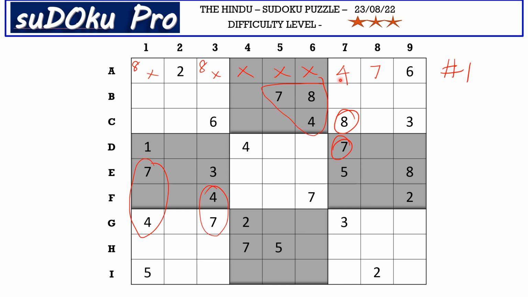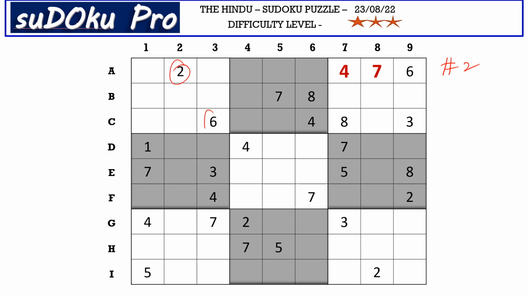Let's see the next shortcut. This is shortcut number 2. This is similar to the earlier shortcut. You have 2 and 6 in this block, and these 3 are empty cells. That means 2 and 6 block these 3 cells of column 1. And now in column 1, 2 and 6 will go only in the empty cells which are down here.